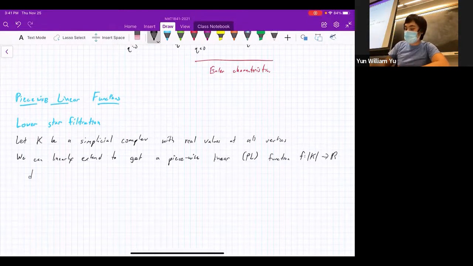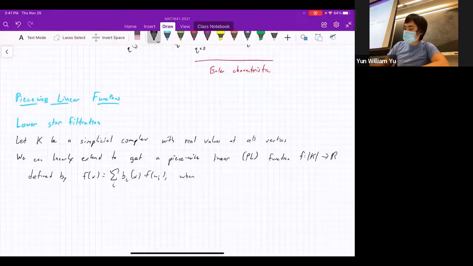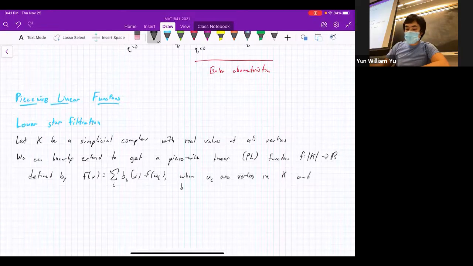And this is going to be defined by a linear extension: f of x is equal to the sum over i of b_i of x times f of u_i, where the u_i are vertices in K, and our b_i of x's are the barycentric coordinates of x. What do we mean by that?